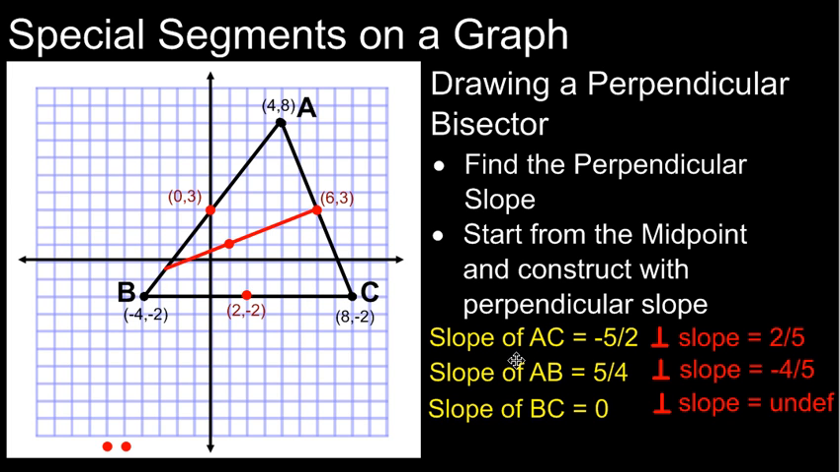And now we're going to do the same thing. If the midpoint of AB is 0, 3 and the perpendicular slope of AB is negative 4/5, I'm going to start at the midpoint, and I go down 1, 2, 3, 4, and over 1, 2, 3, 4, 5. So now I have that, and I can connect them. And lastly, the midpoint of BC is 2, -2, and the perpendicular slope is undefined, so it's going to be a vertical line. So I really don't have to do any counting. I just start at the midpoint and I go straight up.